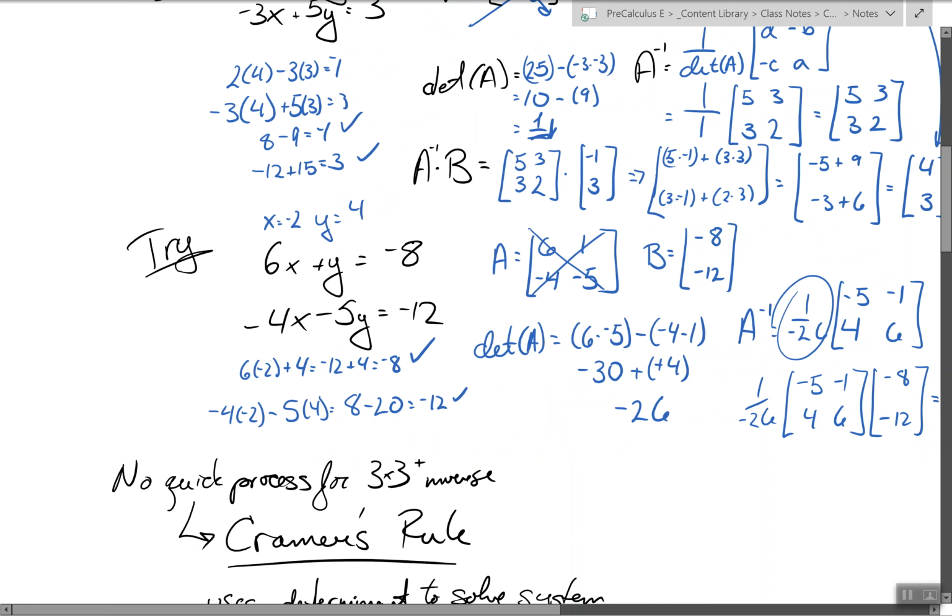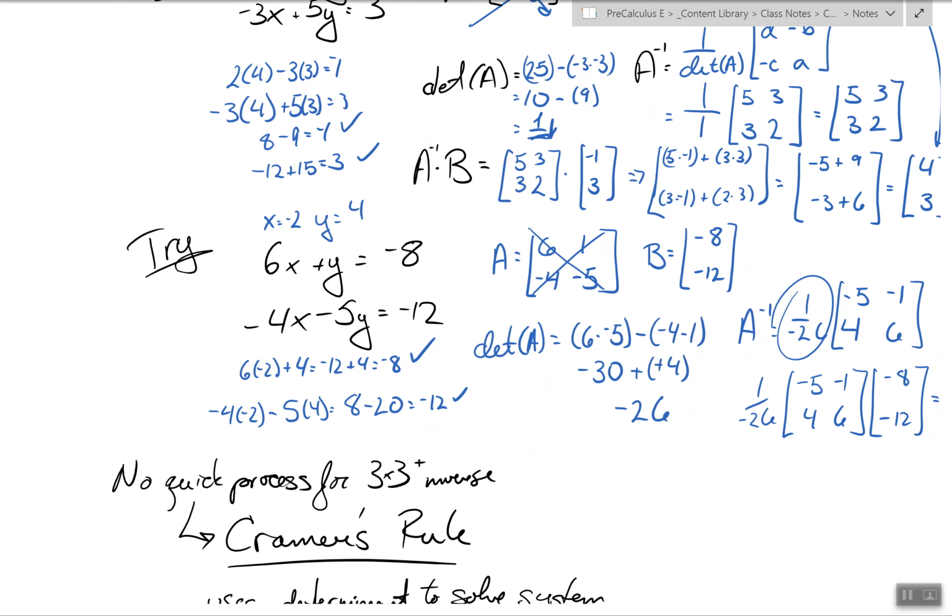Okay, so now we're going to move on to 3x3 matrices, and unfortunately, since 3x3 matrices are a little bit bigger, it's not as quick of a process to do the 3x3s. Finding a 3x3 inverse is a little bit more involved. We don't really have a determinant method with switching things around. You would have to use the row reducing to find that inverse matrix.